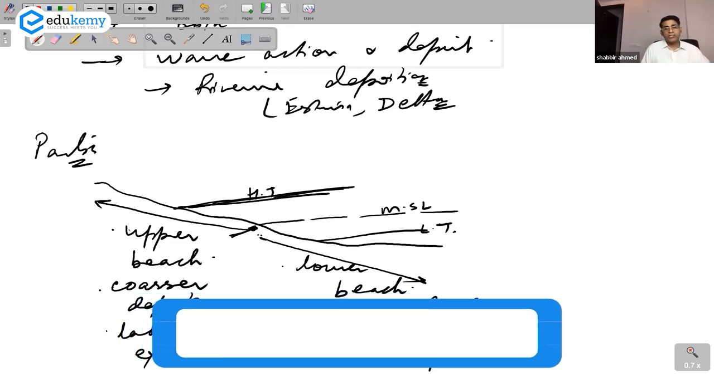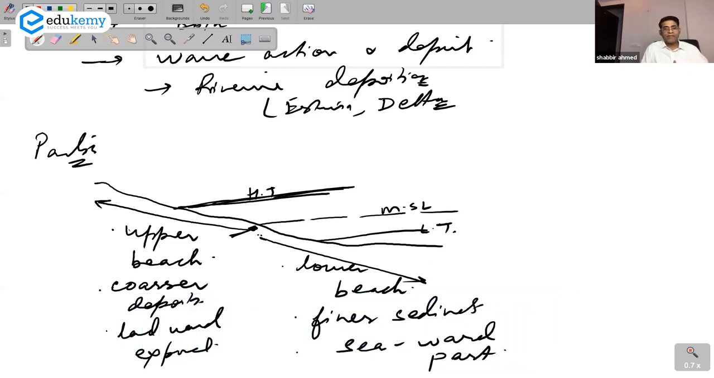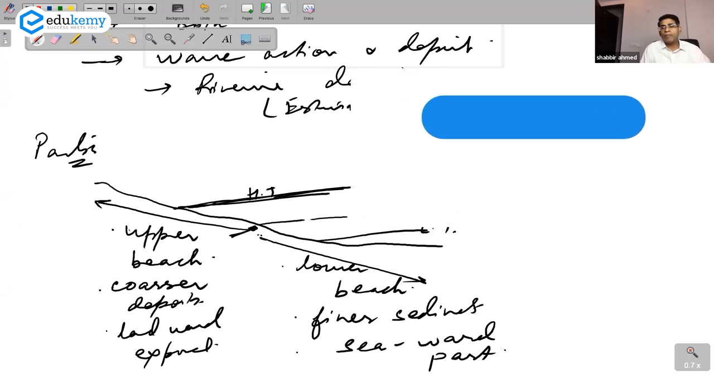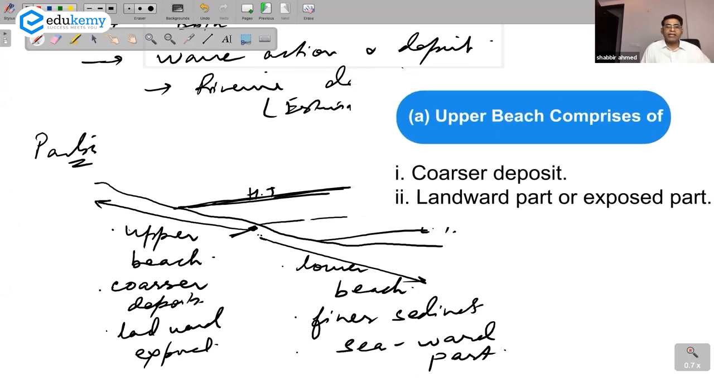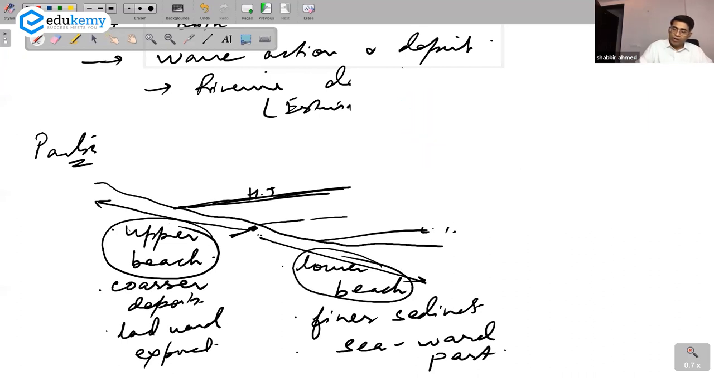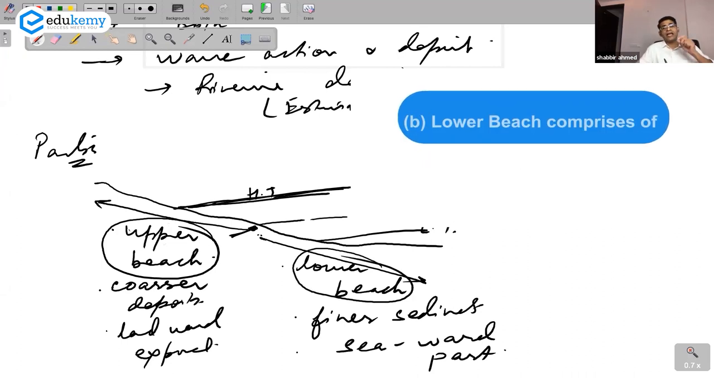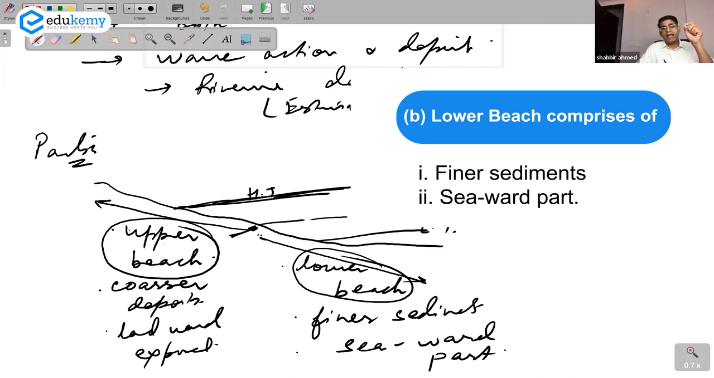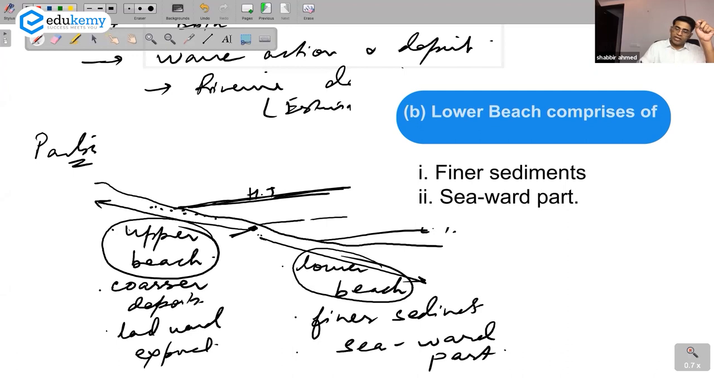And the beaches have different parts. The different parts above and below the mean sea level. The mean sea level and above is called as the upper beach. This is the landward part, and it has coarser deposits. It has more coarse and larger deposits. And below the mean sea level is called as the lower beach, and it is having more fine deposits, and it is a seaward part of the beach. So here all depositions are here, seaward part.